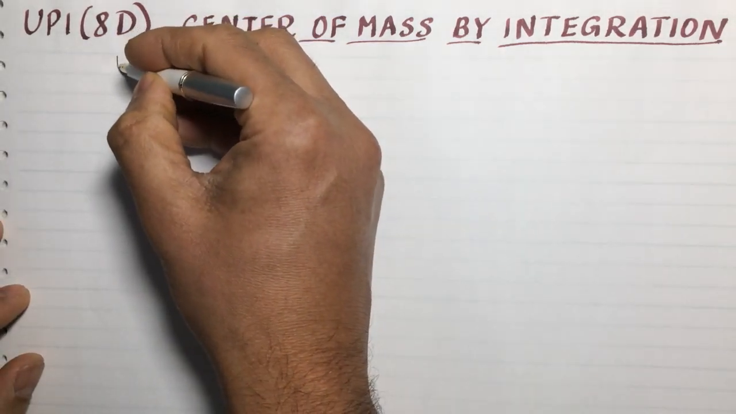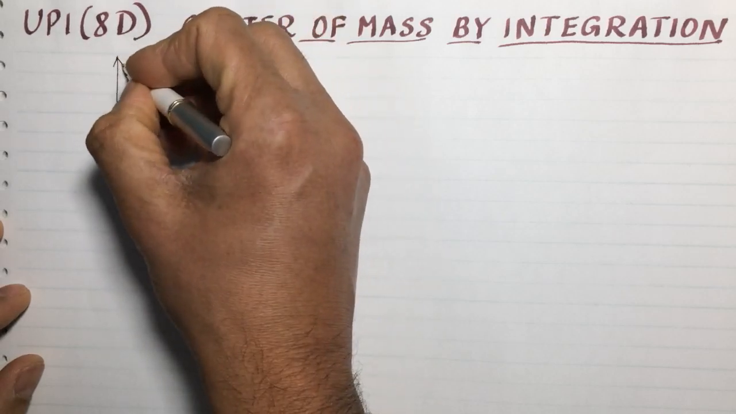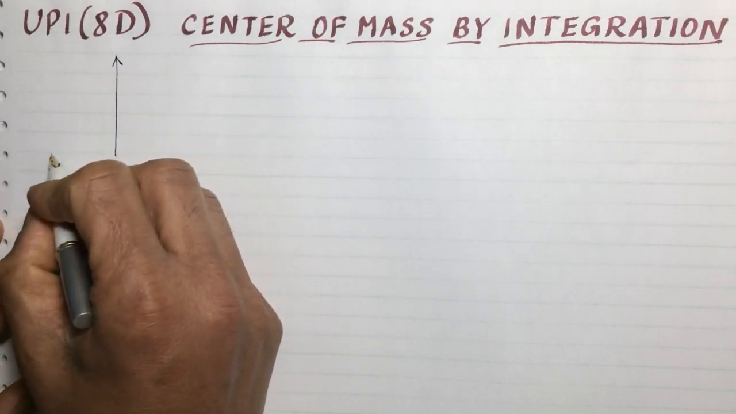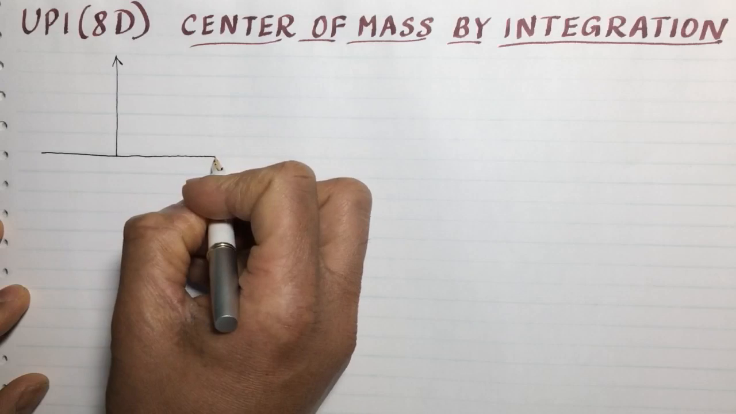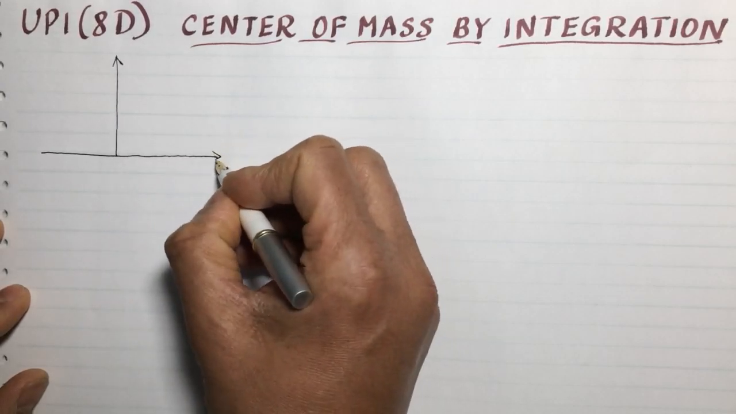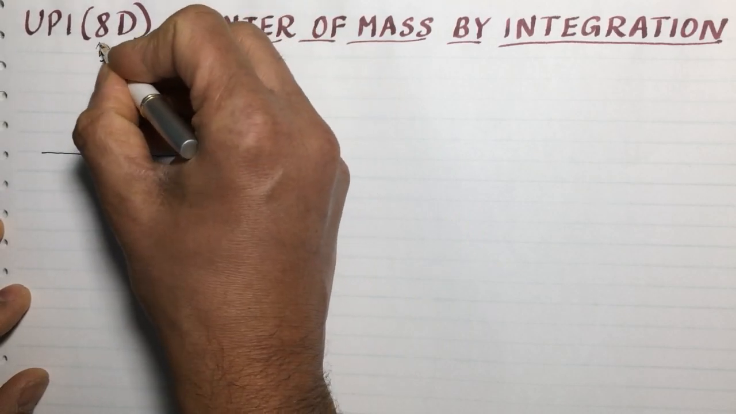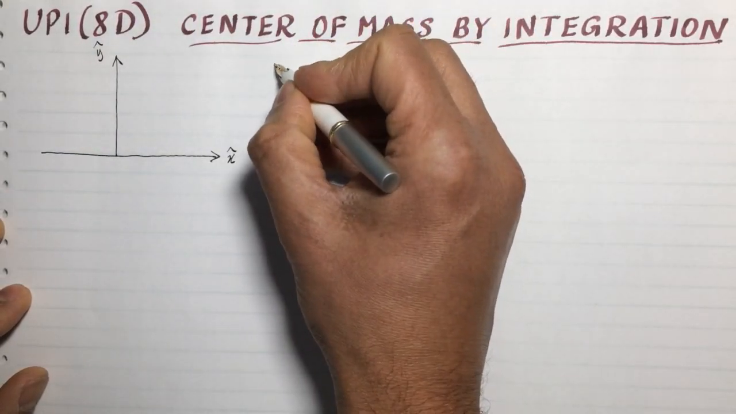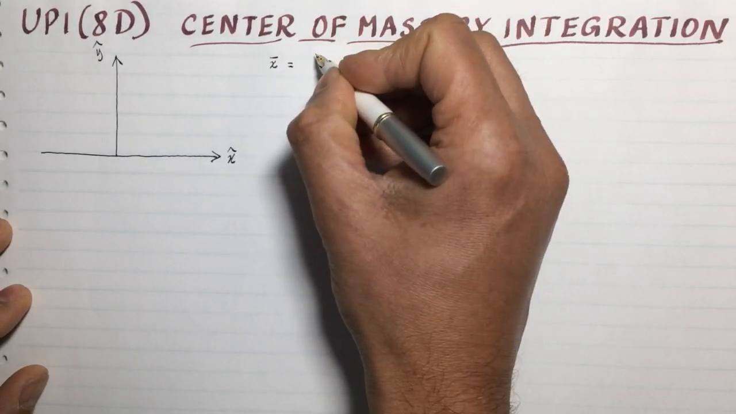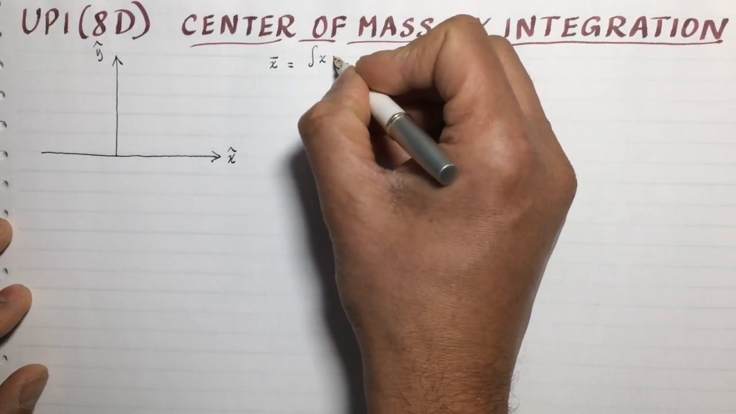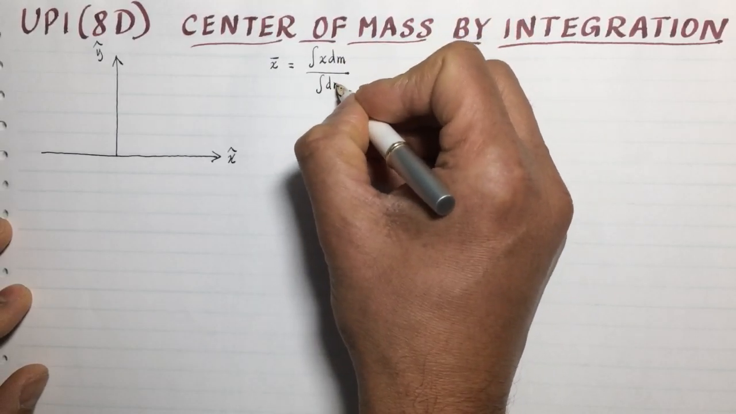Let's discuss how to find the center of mass of objects that are continuous. You can no longer use the discrete formula for the center of mass, which we had learned earlier, but now you'll have to use the continuous version. For example, if you want to find the x center of mass, you would do the integral of x dm over the integral of dm.